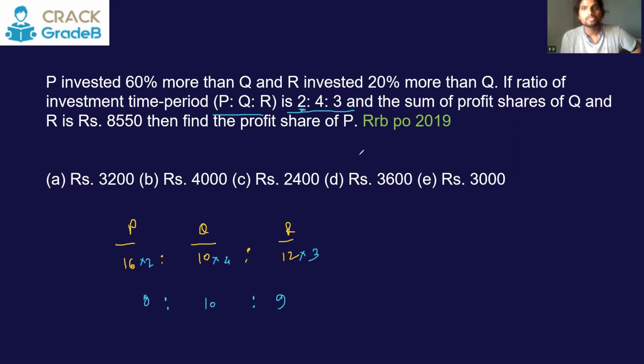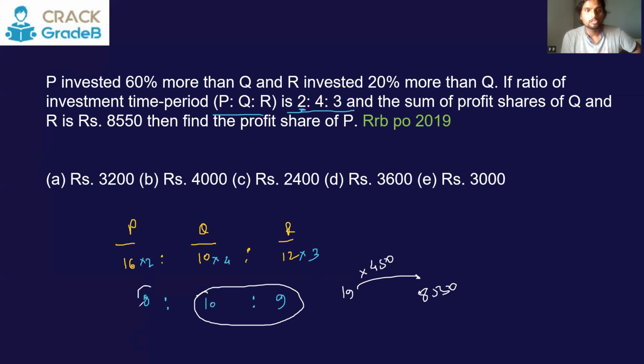They are saying if sum of profit of Q and R, which is 19 in the ratio world, is actually 8550, which is 19's 450 times. So this will also get 450 times. 450 times of 8 is 3600. So the answer here is 3600. Let's see next one.